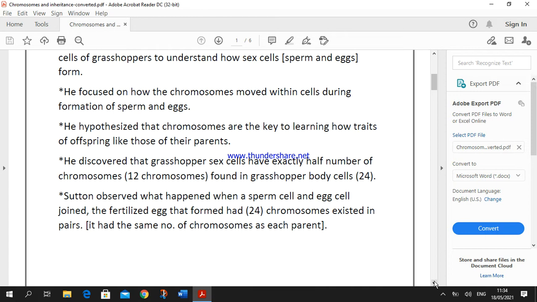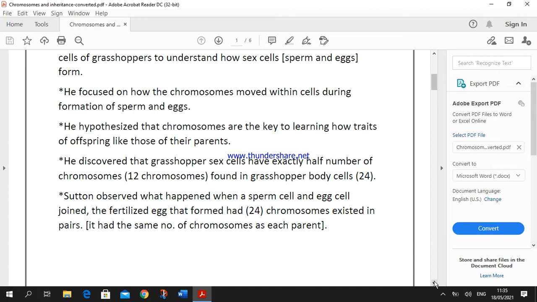We know that each organism from each species contains a constant, fixed number of chromosomes. And if this number changes, decreasing or increasing, it causes many diseases like chromosome disorders, which are responsible for Down syndrome, Klinefelter syndrome, and Turner syndrome. So Sutton discovered that the body cells of the grasshopper contain 24 chromosomes. This number is fixed.